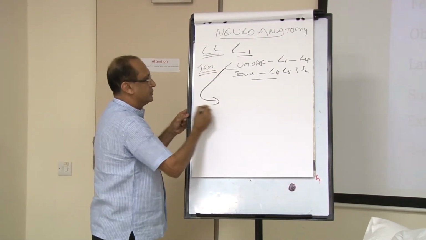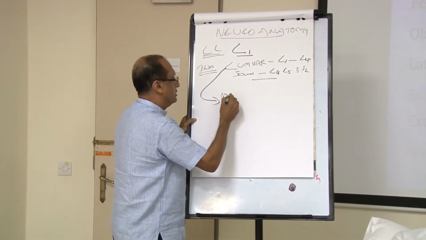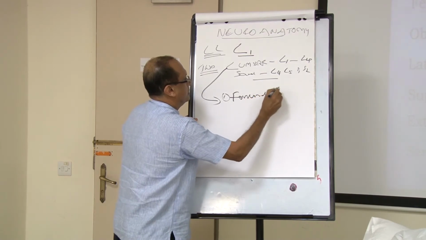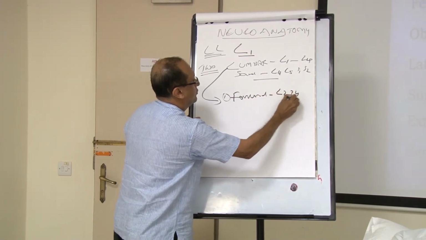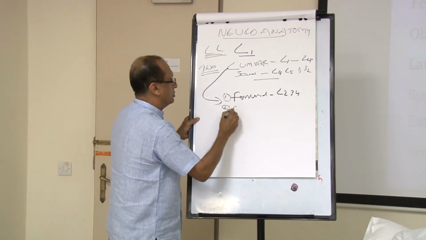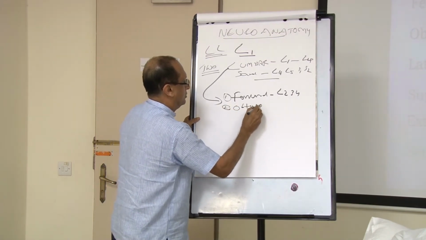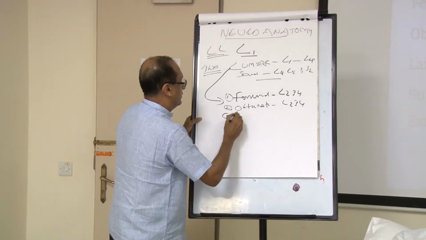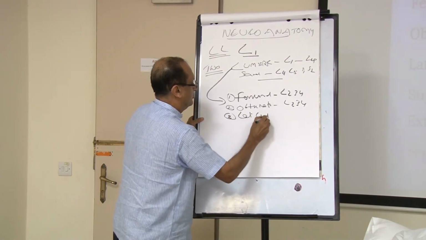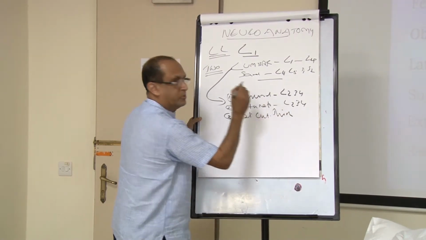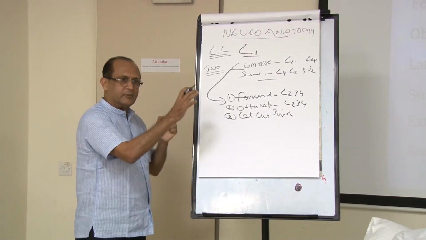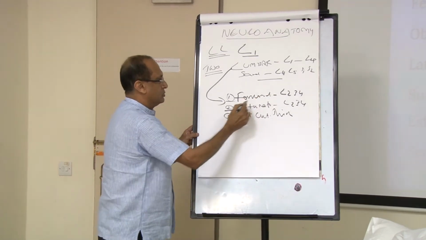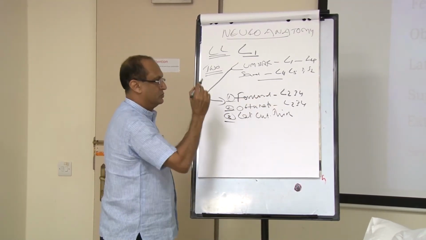Most important nerves from the lumbar plexus: one is the femoral nerve, L2, 3, 4. Then comes the obturator nerve, L2, 3, 4, and then the lateral cutaneous nerve of the thigh. These are the clinically important peripheral nerves from the lumbar plexus which supply the lower limb. The femoral nerve, L2, L3, L4, the obturator nerve, L3, L4, lateral cutaneous nerve of the thigh.